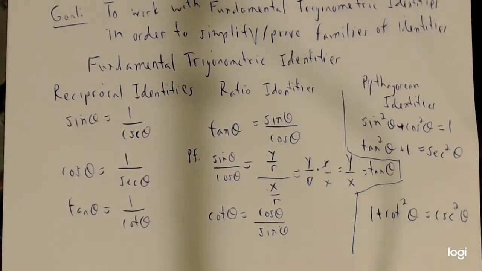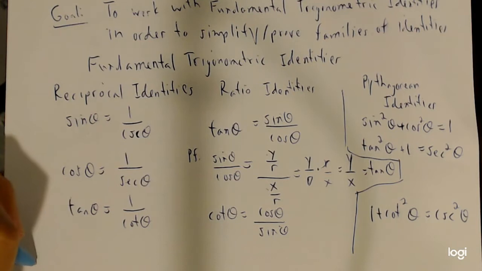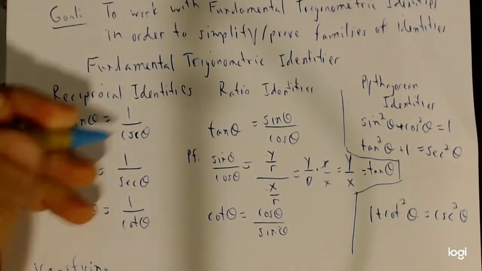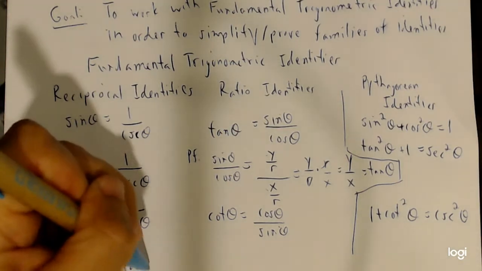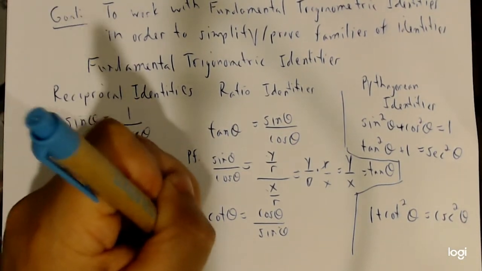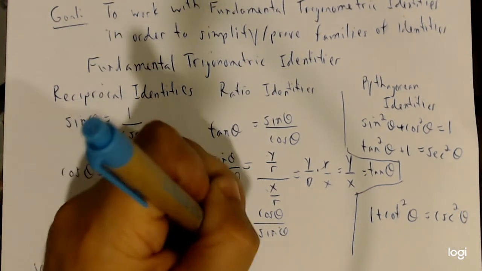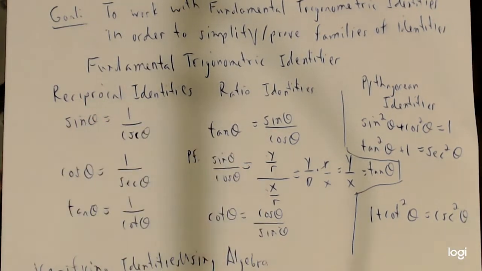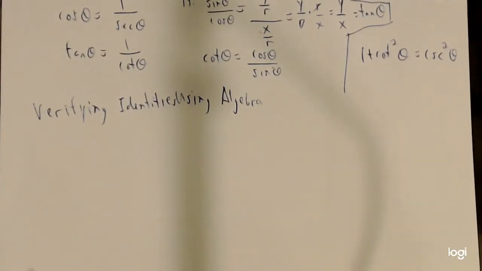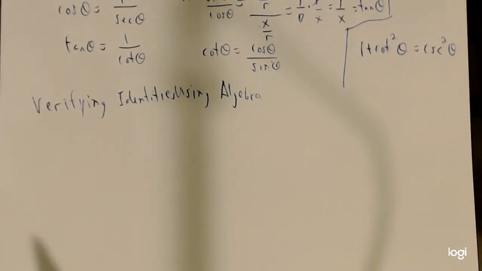Okay, so what we're going to do now is get into verifying identities using algebra. As we're verifying these identities using algebra, I'm going to show you some steps that I consider when I go through these proofs. So we're going to be proving these identities.